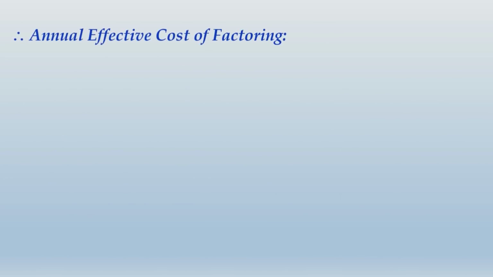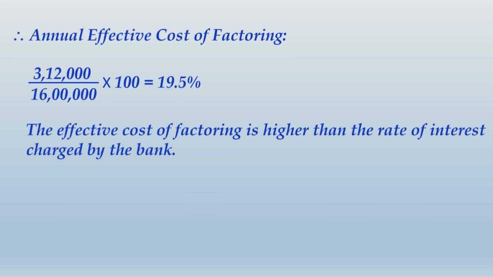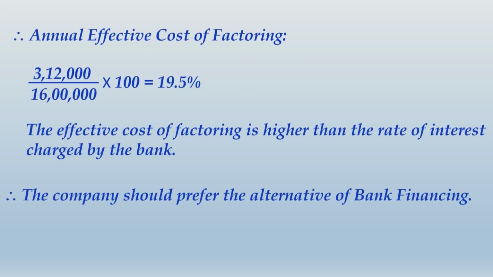So once you get the net annual cost, you can find out the annual effective cost of factoring, that is 19.5%. Now friends, what is the significance of this calculation? This is the annual effective cost of factoring, and now you may simply compare this with the interest charged by the bank. The bank's interest rate is 15%. Now 19.5% is definitely higher than 15%. So you may simply conclude that the effective cost of factoring is higher than the rate of interest charged by the bank. The company should prefer the alternative of bank financing.